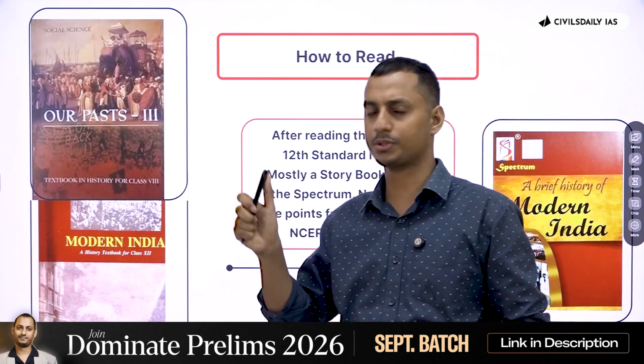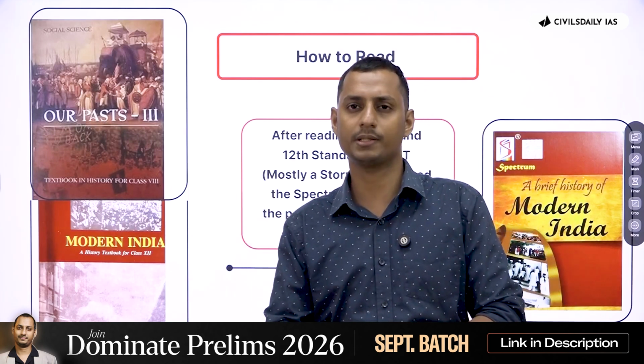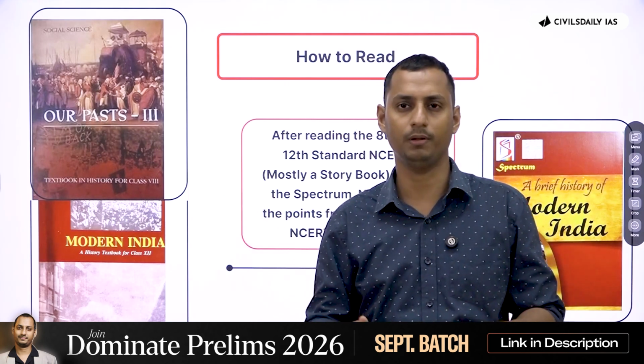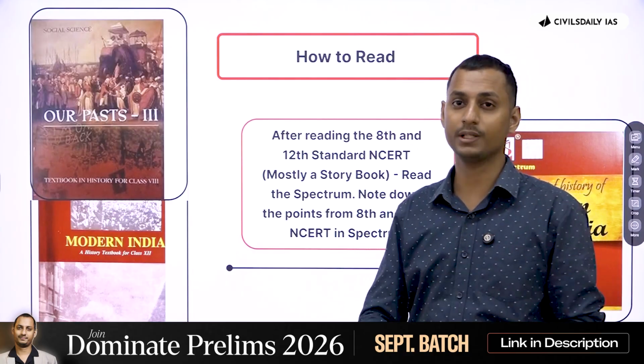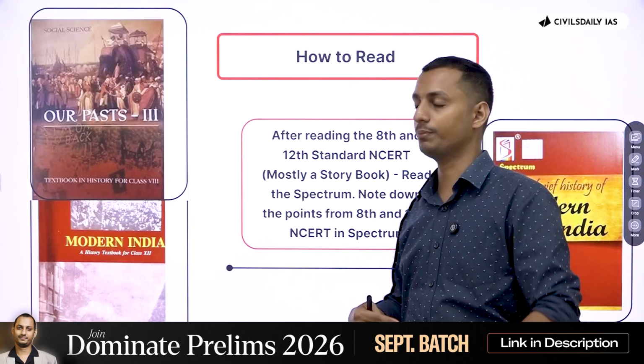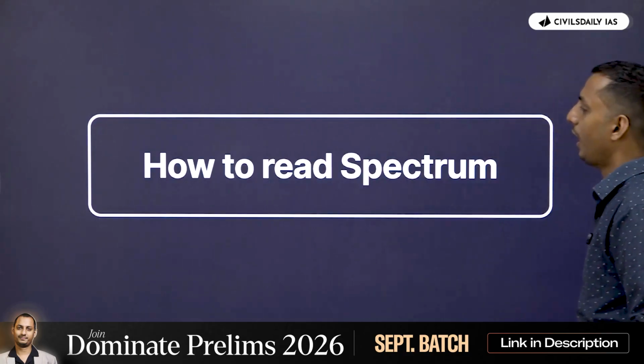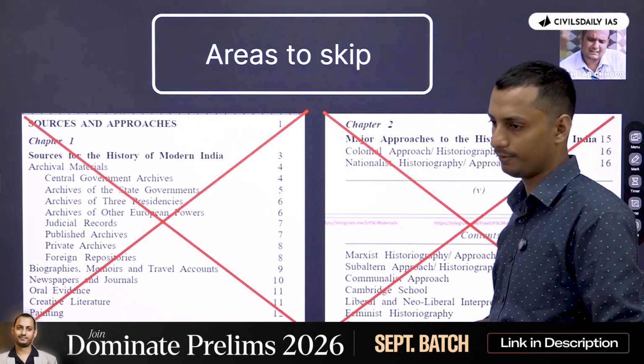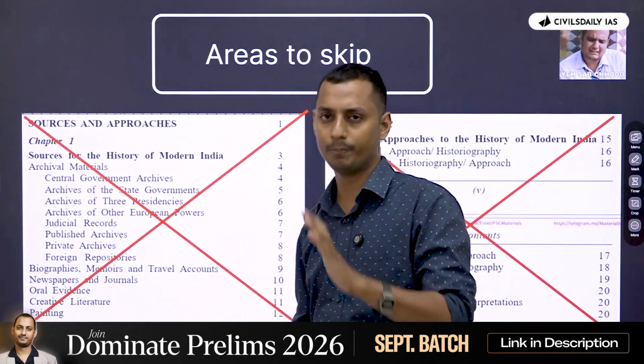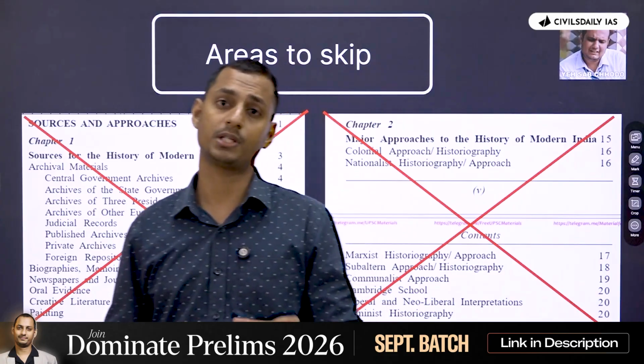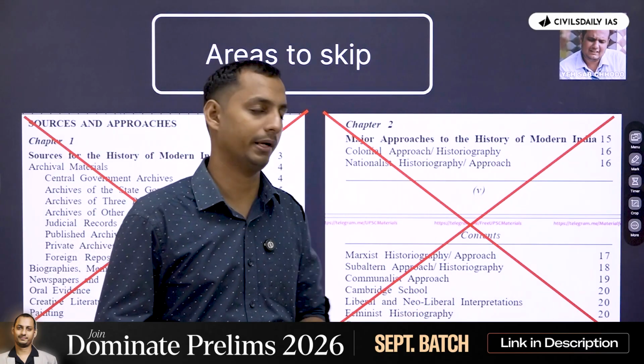Now, these are the sources. You don't need to read the 12th standard NCERT because it's not humanly possible to read all these books just to get around 8 questions in prelims. Now, how to read Spectrum is the important question, right? There are certain portions that you have to completely skip. There are certain areas where you have to focus more, and also the less important areas, I would say.